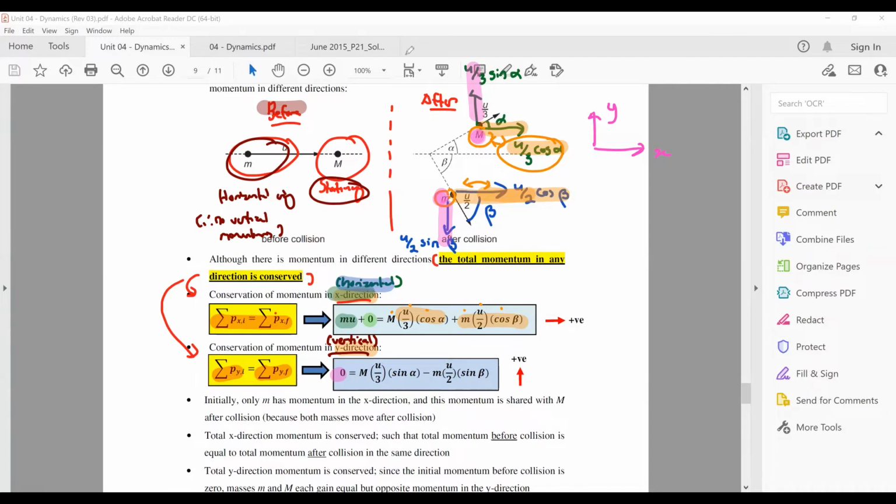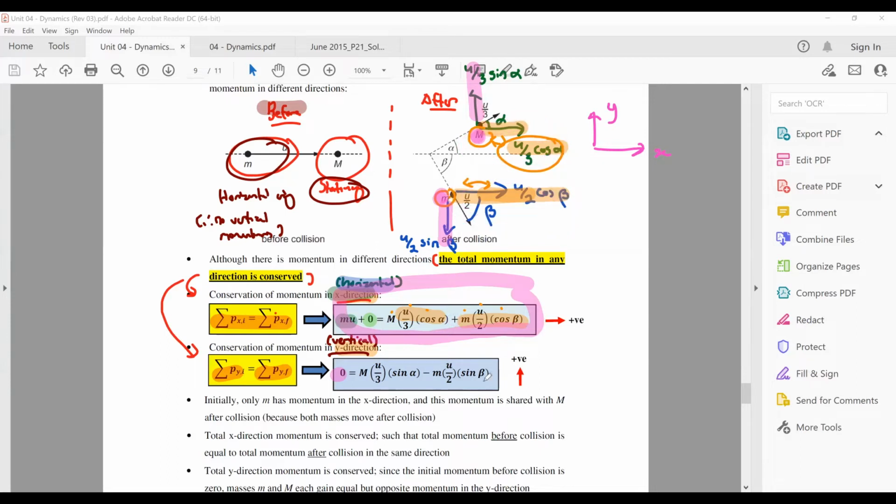Now, in the previous example here, there's no issue because both of your masses were moving in the same direction. They're not moving in opposite directions, so you can just simply add them up. There's no negative to consider.